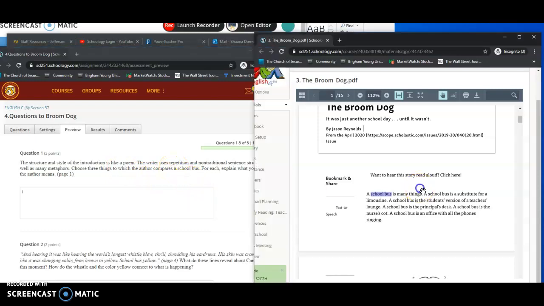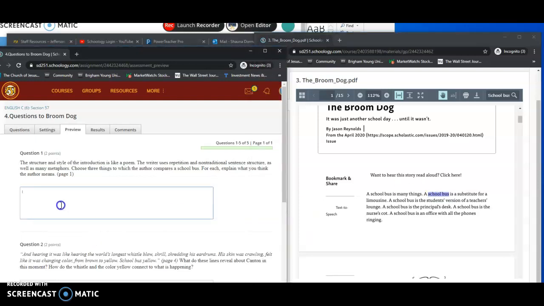Okay, so I've read the article and I know it's about a school bus, but I forgot where. So this tool right here on your PDF, if you type in school bus, it's actually going to go right for it. And there you go. It found it for me. I was able to find, look, another school bus, okay? So I know that probably I can find my answer in this paragraph.